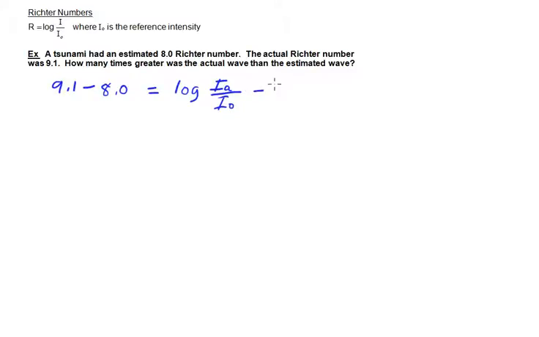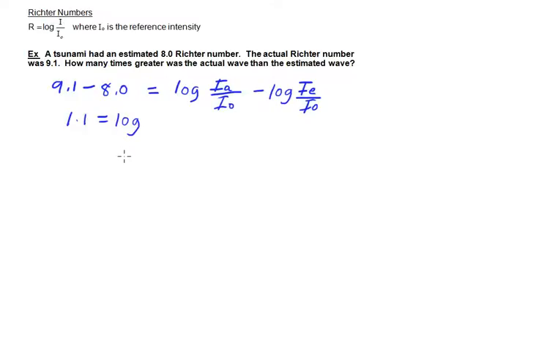And then I'm going to subtract off the log of the estimated intensity, or IE, divided by, again, the reference intensity, I0. On the left, we have a difference of 1.1. And on the right, we can combine these two log terms. And since the separated terms are subtracted, what we're going to do with the insides is to make this a ratio, because the subtraction means that we will divide by the interior here.